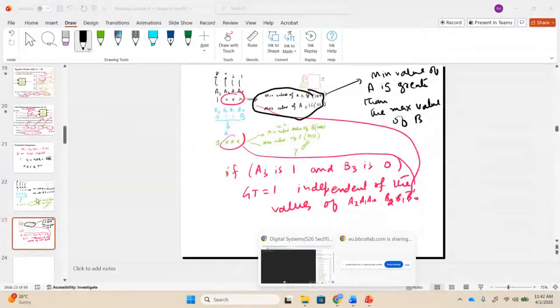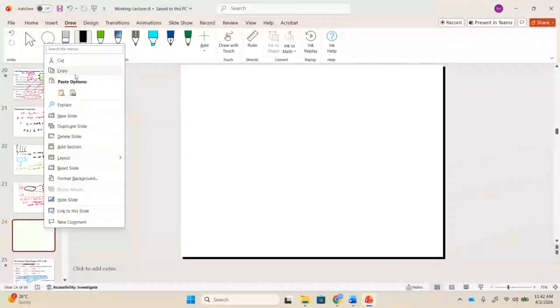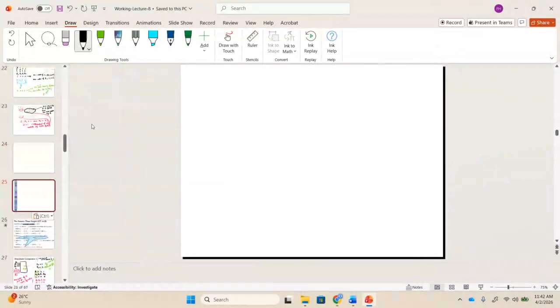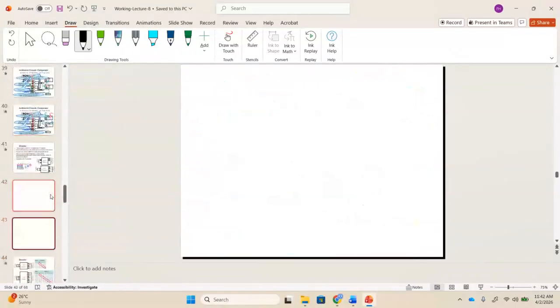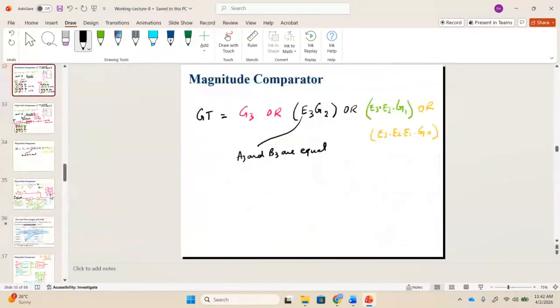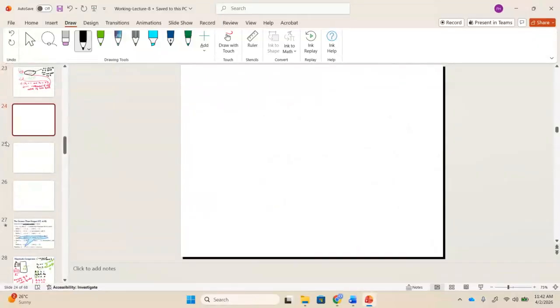Okay, now I'm making another argument, because all these things will be about arguments. So what will be the argument? This, my second argument, is: what if A3 and B3 are equal? Now we have another situation.